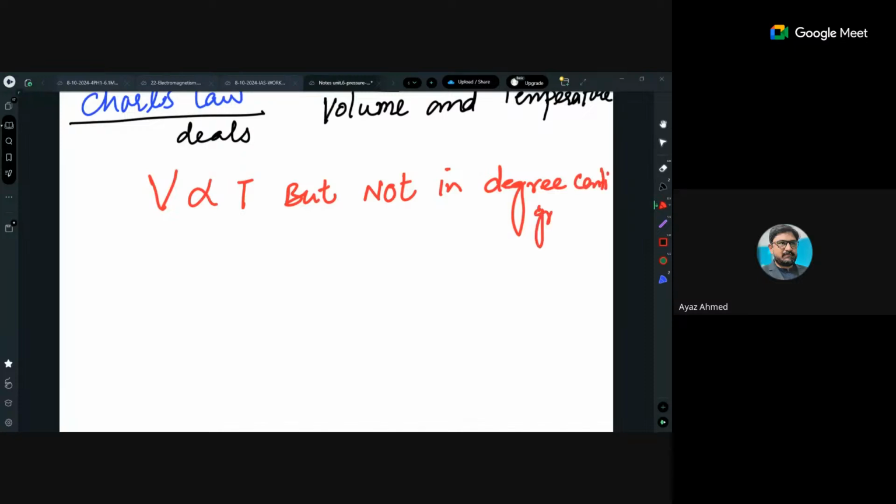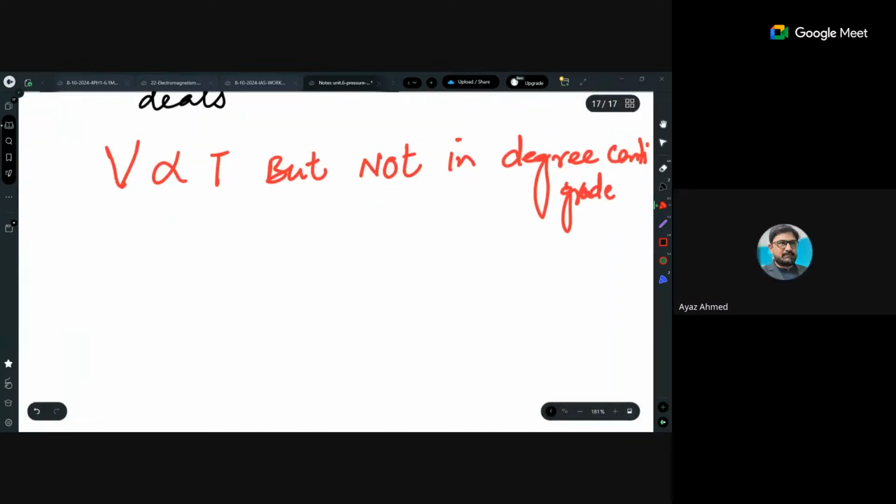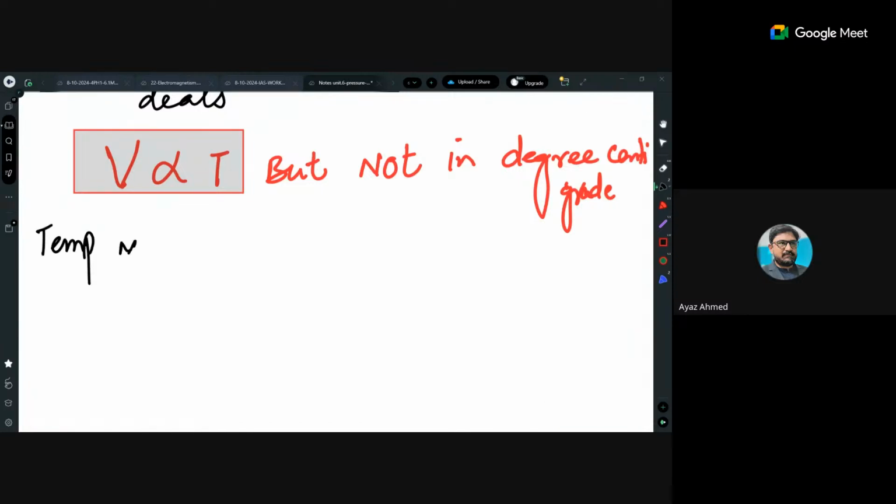So don't get confused here. I have deliberately written that volume and temperature are directly proportional, but not in the centigrade scale. Temperature must be in Kelvin, the SI unit. Temperature must be in Kelvin. This is a really, really important point, right?